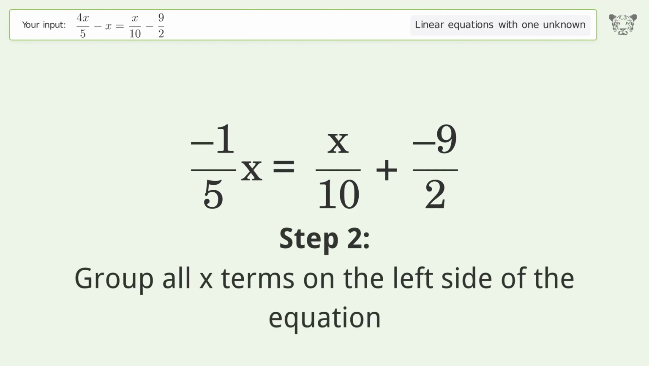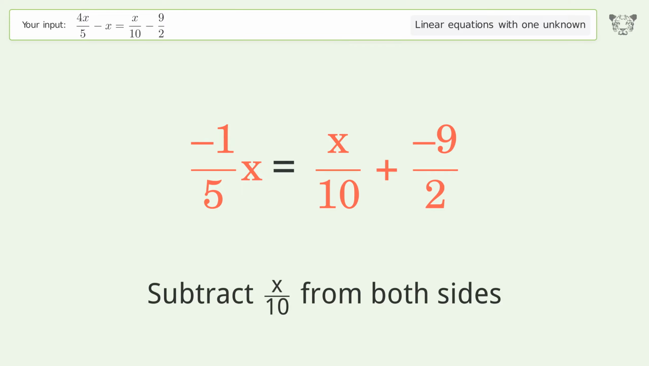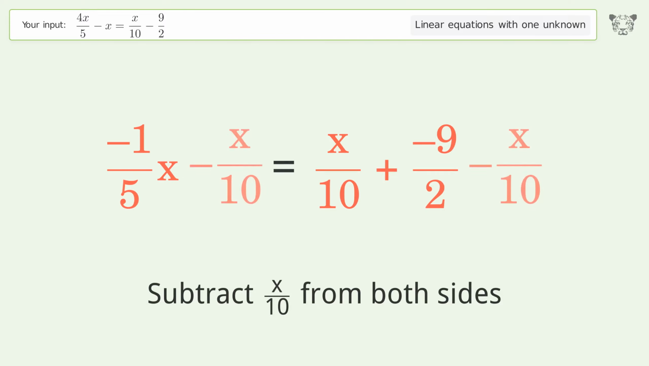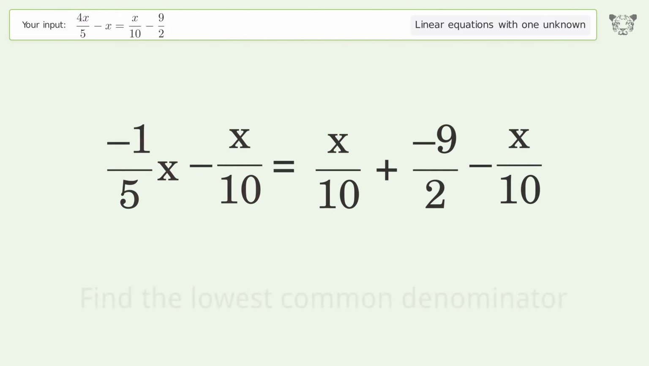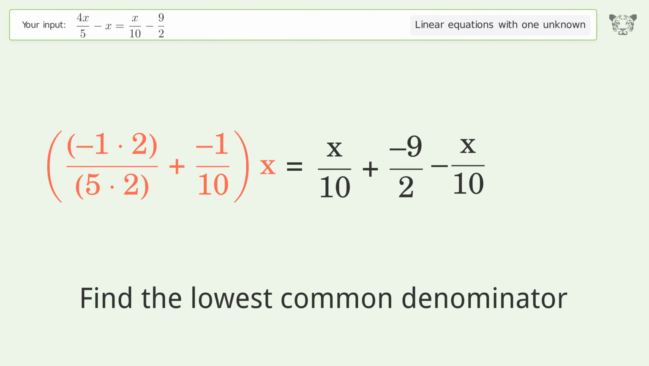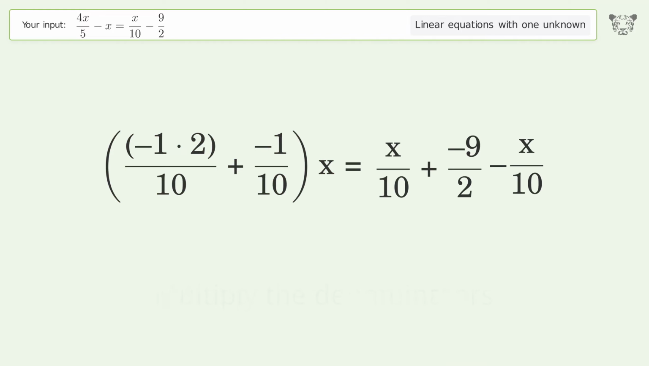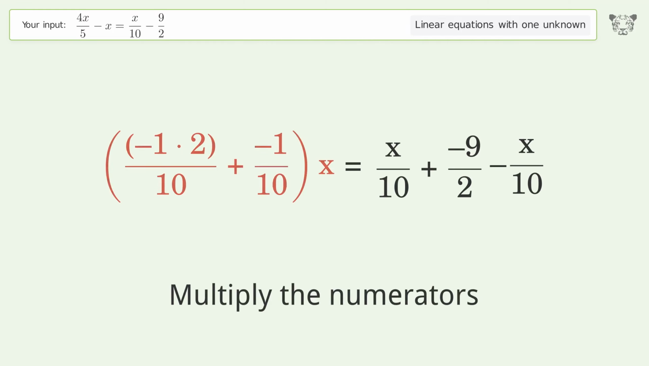Group all x terms on the left side of the equation. Subtract 10 over 10 from both sides. Find the lowest common denominator. Multiply the denominators. Multiply the numerators.